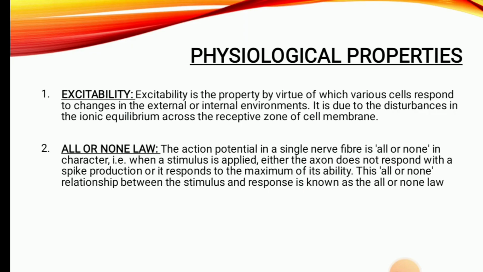Next comes the all or none law. The action potential in a single nerve fiber is all or none in character. That is, when a stimulus is applied, either the axon does not respond with a spike production or it responds to the maximum of its ability.